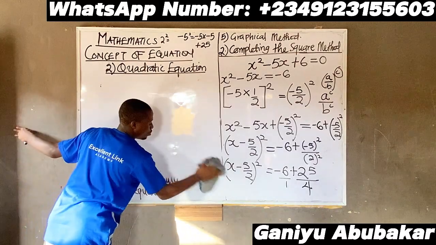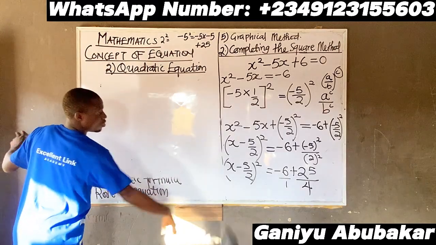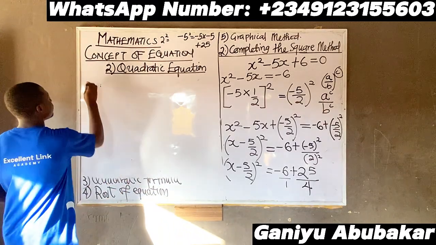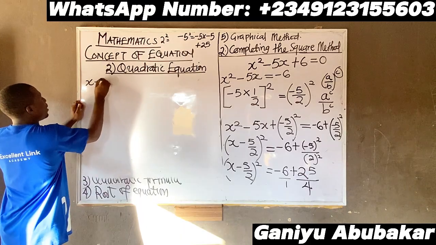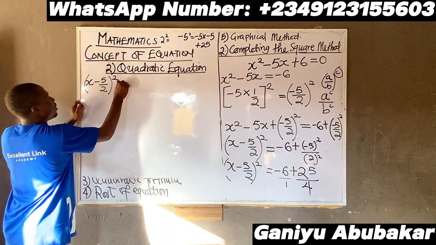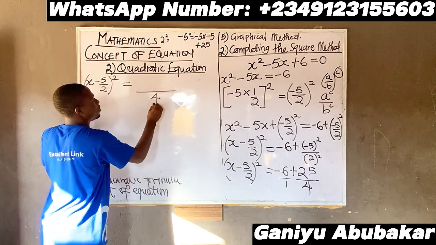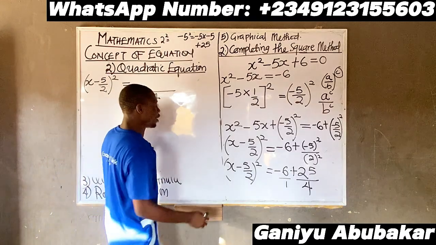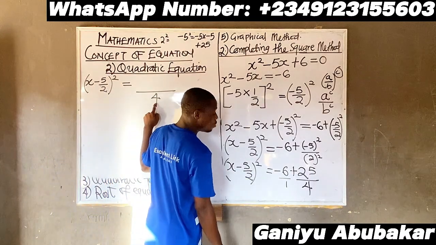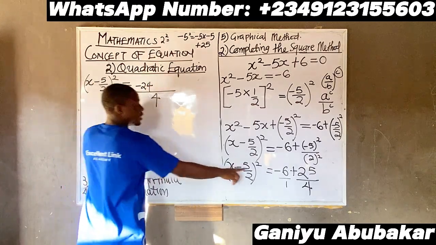So I'm using the simple method. That gives you x minus 5 over 2, all squared, is equal to... what's the same here? 4 times the same. So 4 in 1 is 4. 4 times 6 is what? Minus 24, because minus 6 is here.